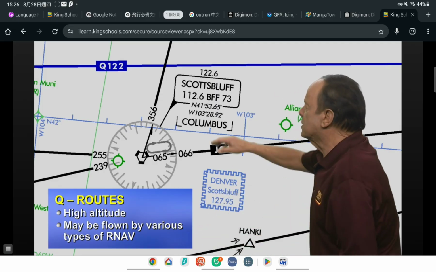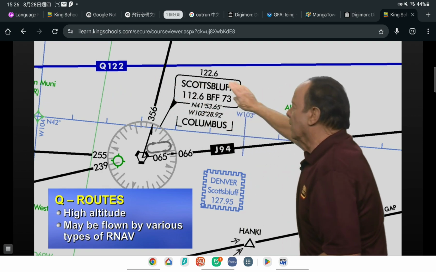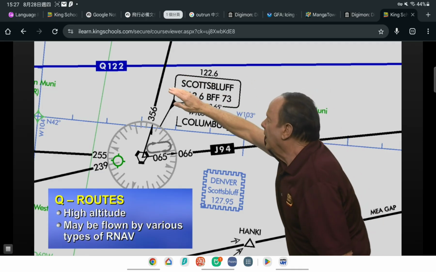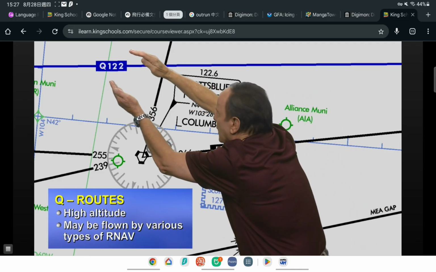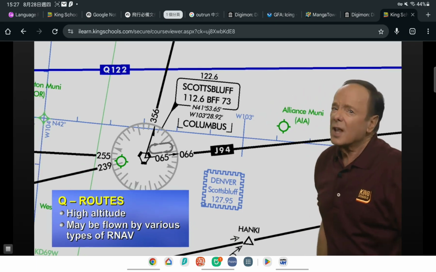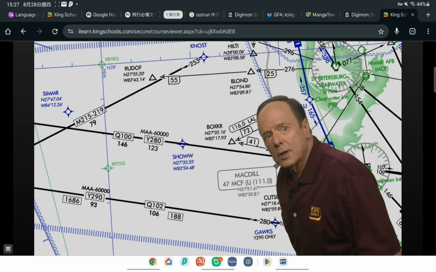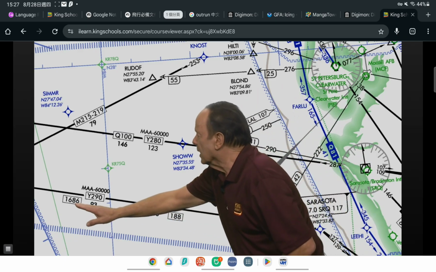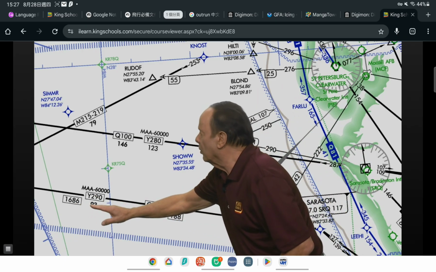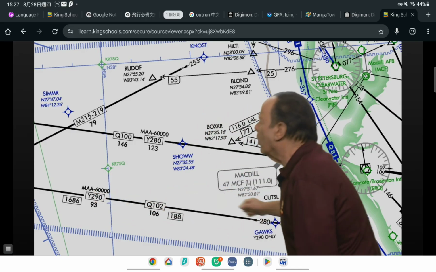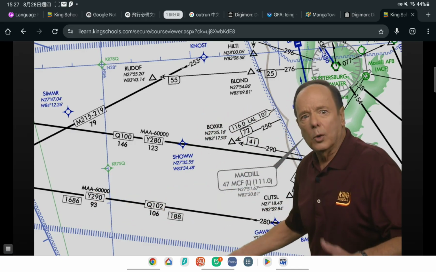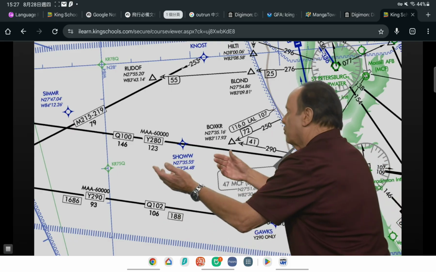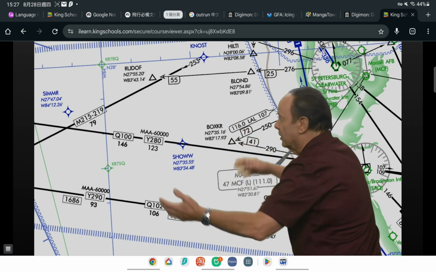Now, here, for instance, is Q122 north of Scottsbluff, and Q routes look like this on high altitude charts. It's a blue line and blue identification box with white letters. Now, for offshore operations, like in the Gulf of Mexico, you'll occasionally see Y routes, and Y routes must be flown with GPS. Now, like T routes, Q routes and Y routes can also be more direct because they don't have to go over VORs, and they can be established wherever it's advantageous for traffic to flow, so they can move them wherever they need to.